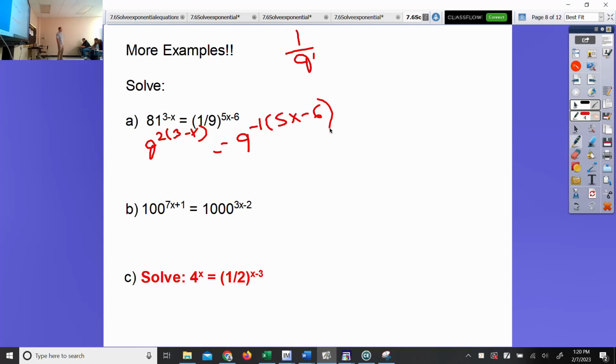There you go, kids. That's how hard that is. And there's what you just did. Do the 9s matter anymore? No, all that matters is the exponents. Because the bases are the same, the exponents are the same.